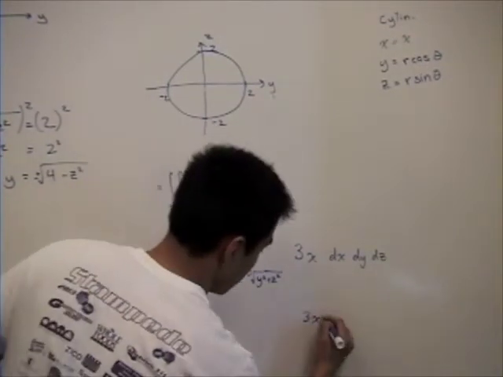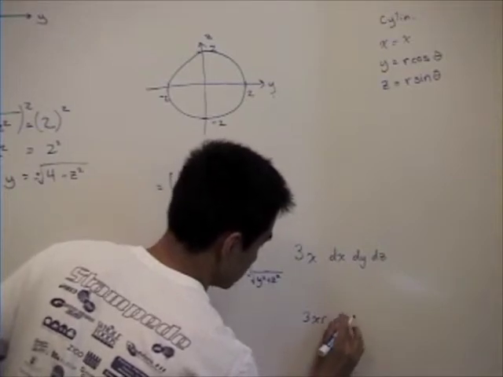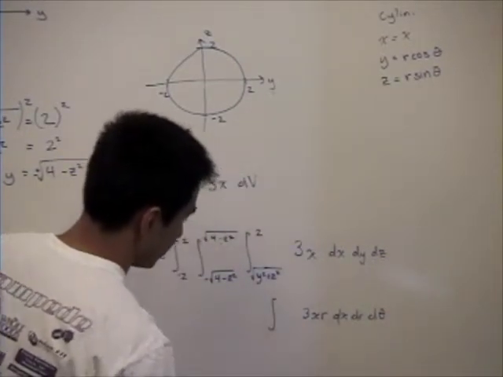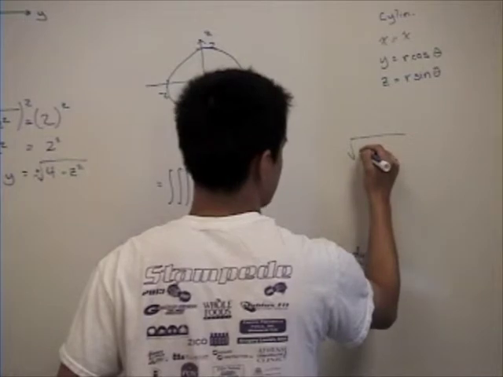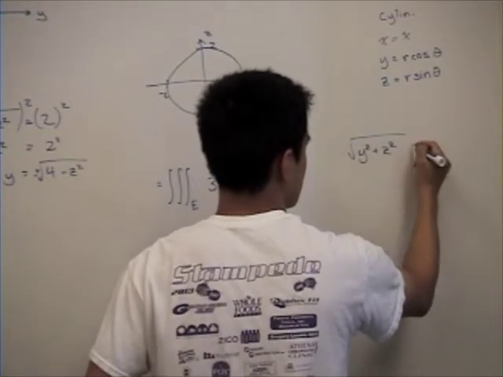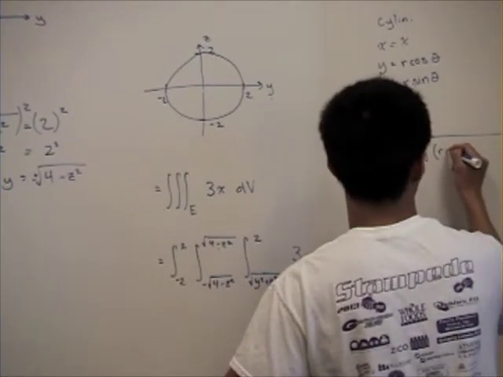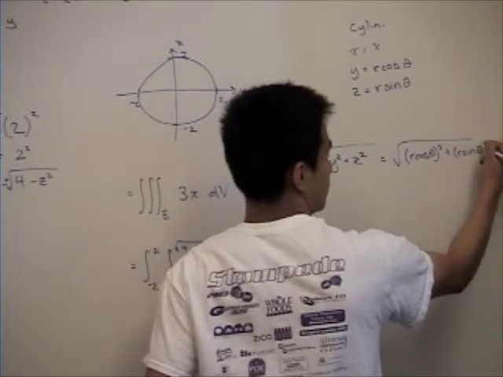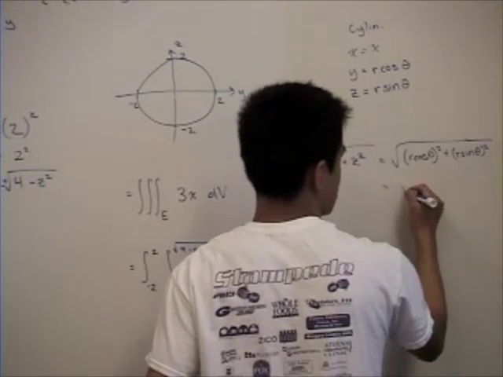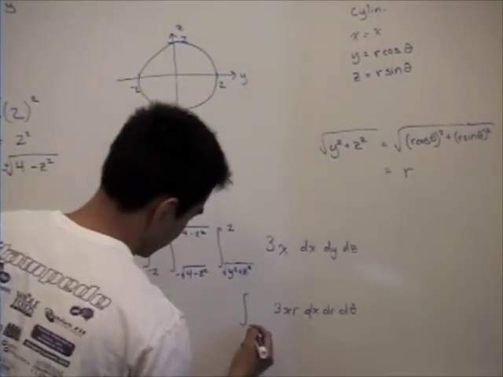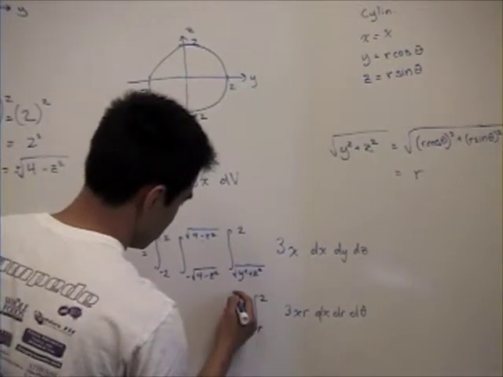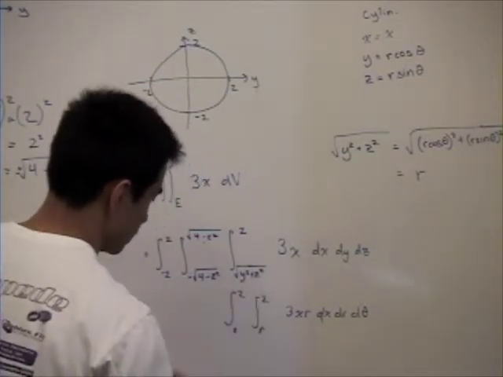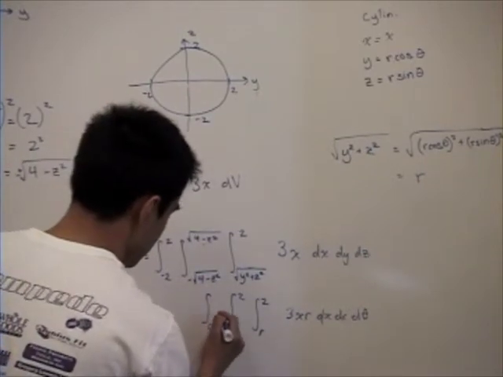3x r dx dr d theta, and then the square root of y squared plus z squared is just the square root of (r cosine of theta) squared plus (r sine of theta) squared, and we all know this is just going to be r. So in this case, x is going to be from r to 2, and then our r is going to be from 0 to 2, and our theta is going to be from 0 to 2 pi.